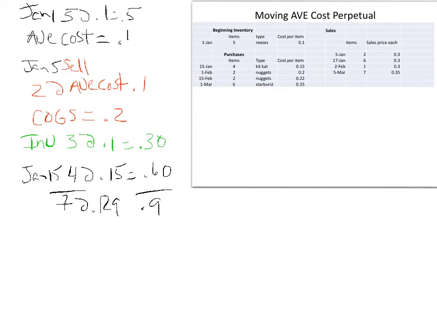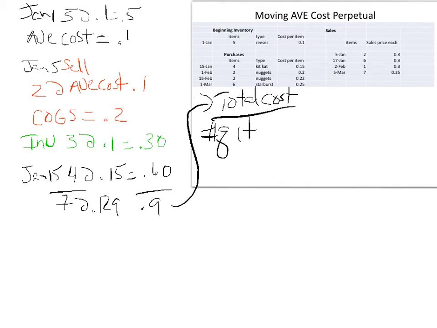And how did I figure that out? Well, let's come over here and we'll take a look. So remember, total cost over number of items. All right? And so my total cost is 90 cents over 7, and that gives me 0.129. Okay? So let's draw yellow around this. So this is my new average cost going forward now. Okay?